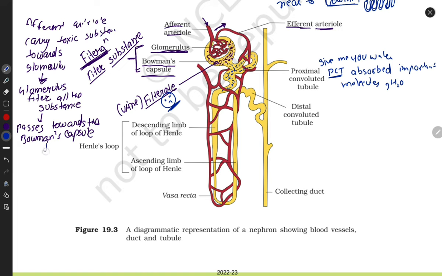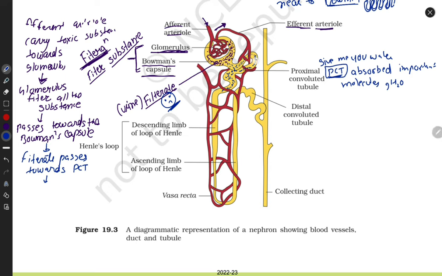Now the next line is: filtrate passes towards the PCT. Now look here. The PCT absorbs the important water and important minerals, not waste material, only useful material. Why?